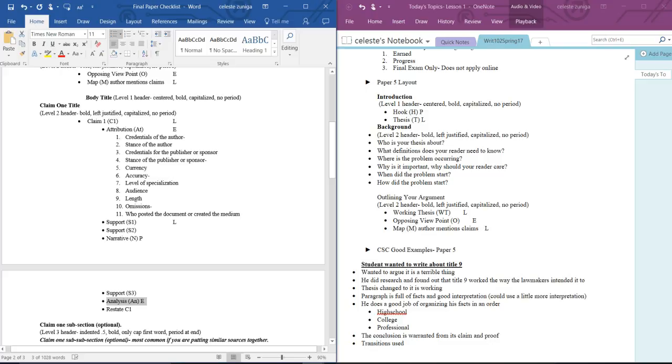And then to round out your CSC section, because CSC sections are round, you restate the claim before you end the section. That's restating your original claim. So this is solid academic writing right here. We, as readers, expect this structure. We know what to look for.